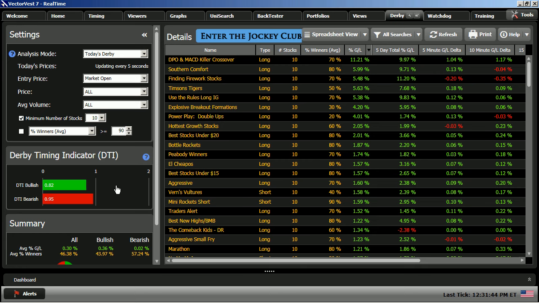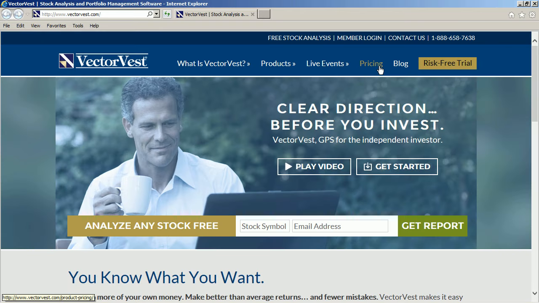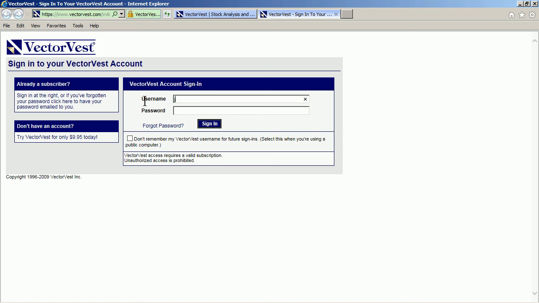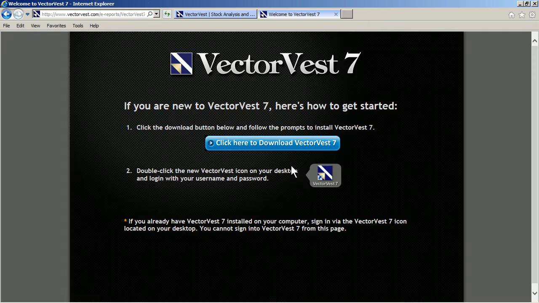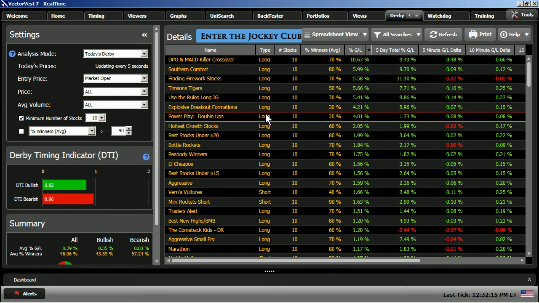And if you want to install the new build once you get the email, let me show you how to do that. I'm going to go to VectorVest.com. I'm going to log in with my account, and I'll show you exactly how to do this so you're able to do it right away. And then you just click on the little VectorVest 7. It says Launch VectorVest Software. Click on the VectorVest 7 button, and you're able to download the new build. Again, if you want to give us a call, we'll process that order for you right away. But since we are closed tomorrow, the orders will be processed first thing on Monday.